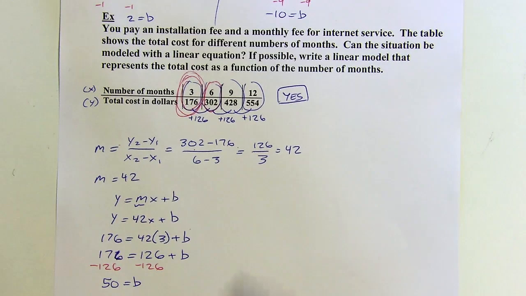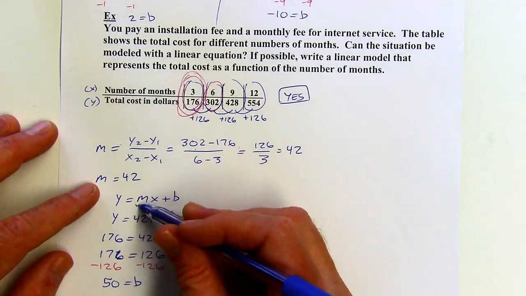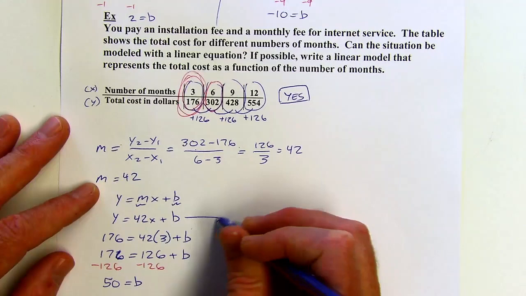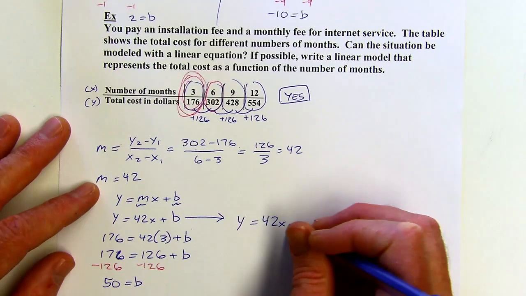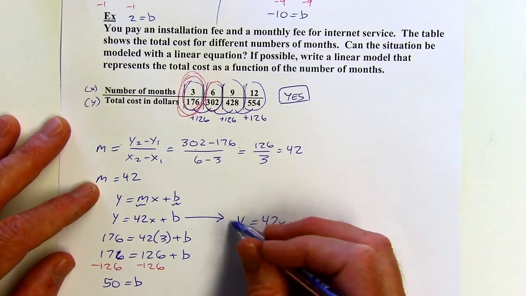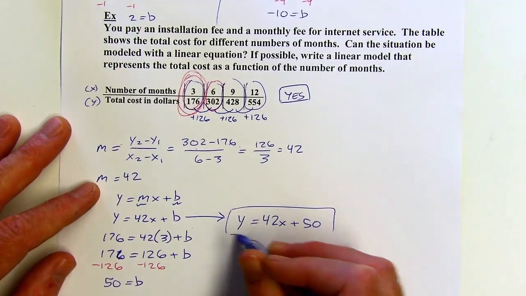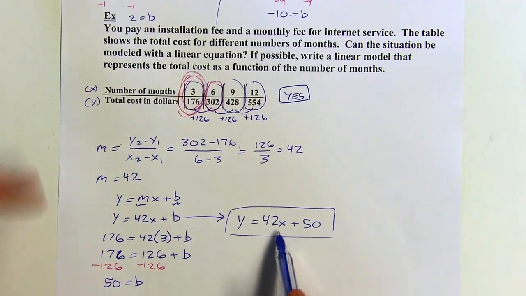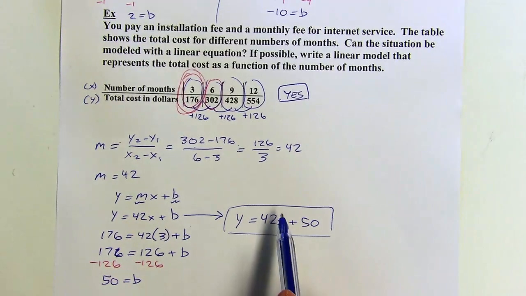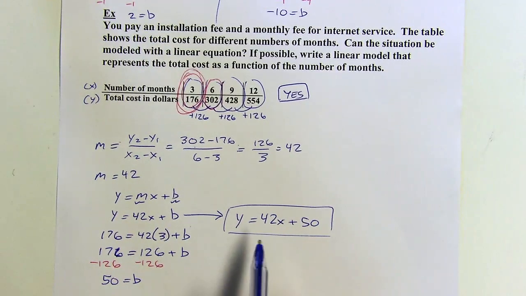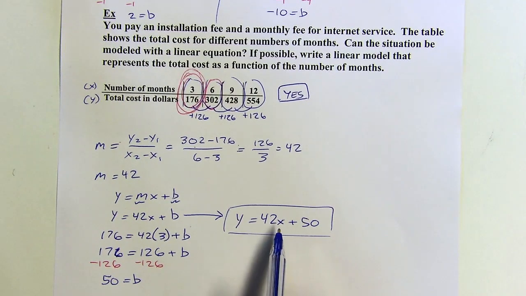Okay. And now I'm going back up here. I already had the m. Now I have the b as well. So this is going to be 42x plus 50, where x would be the number of months and y would be the total cost. So now if I wanted to know, say I was doing this for 100 months, I would just plug in the 100 for the x, and then I could get the total cost.